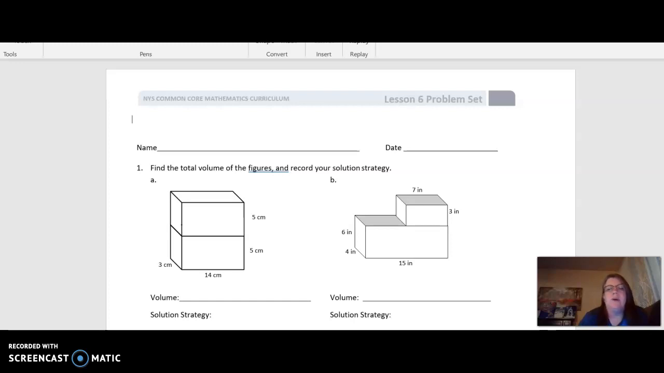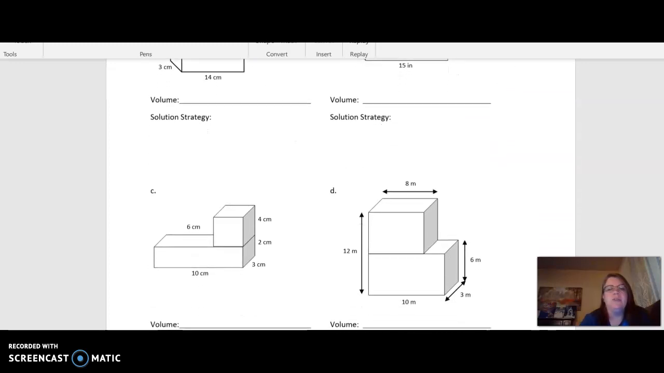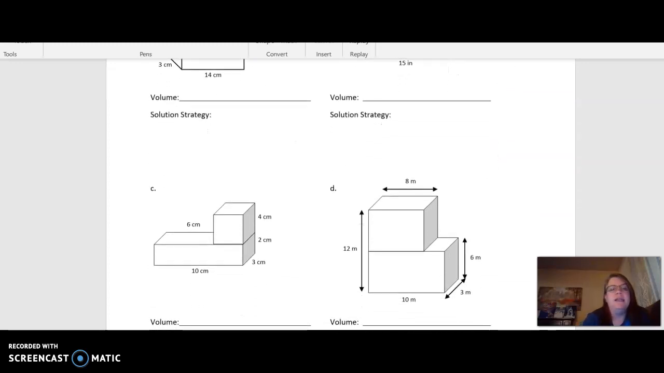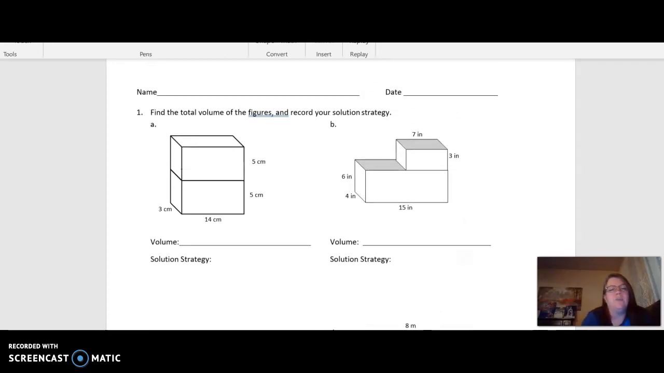The first couple of problems on here aren't too bad. It shows volume and it has the volume and then the solution strategy. That's what you have to find. So let's go through one of these problems. I'm going to skip 1A because that one is actually easier, and I'm going to go to 1B for right now. So you look at 1A and you see that the rectangular prisms are the same. So if I know the volume of the bottom prism, I also know the volume of the top prism, and I can put those together.